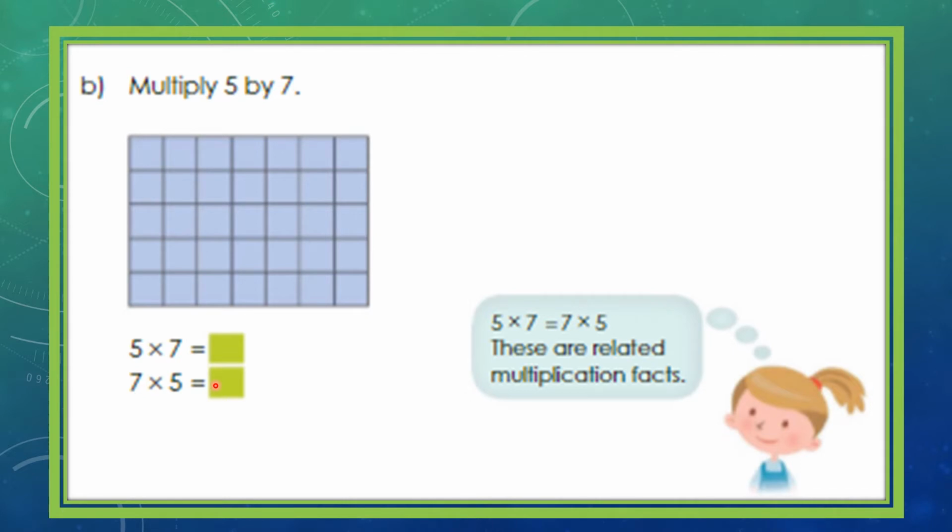Now, class, listen: if we change the position or the order of the factors, the product will still not be changed or affected. It stays the same. So 5 times 7 equals 7 times 5; these are related multiplication facts. Meaning to say, the answers will not be affected.